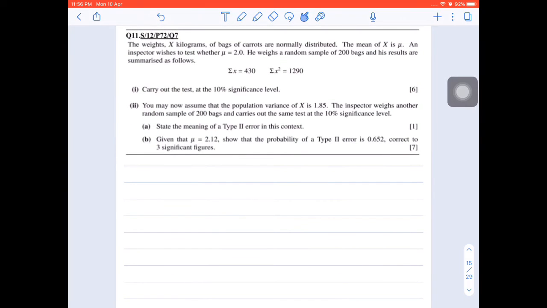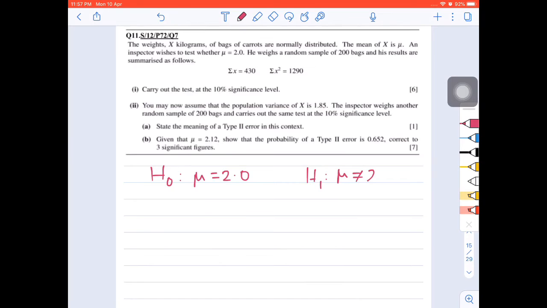The weights x kilograms of bags of carrots are normally distributed. The mean of x is mu. An inspector wishes to test whether mu equals 2.0. So H0 will be mu equals 2.0 and H1 will be mu is not equal to 2.0. He weighs a random sample of 200 bags and his results are summarized as follows.